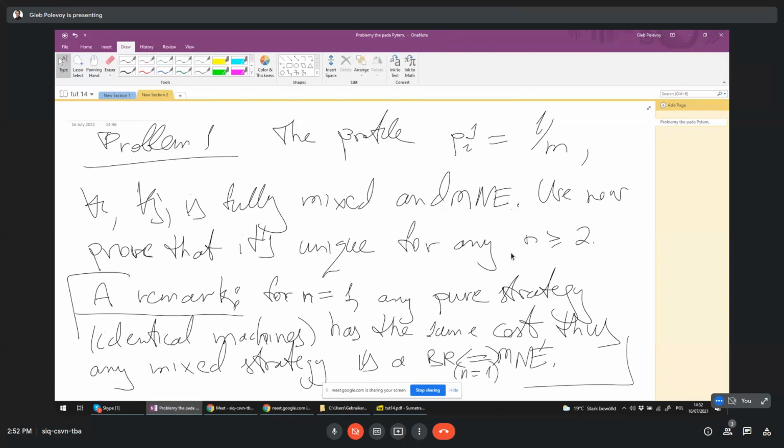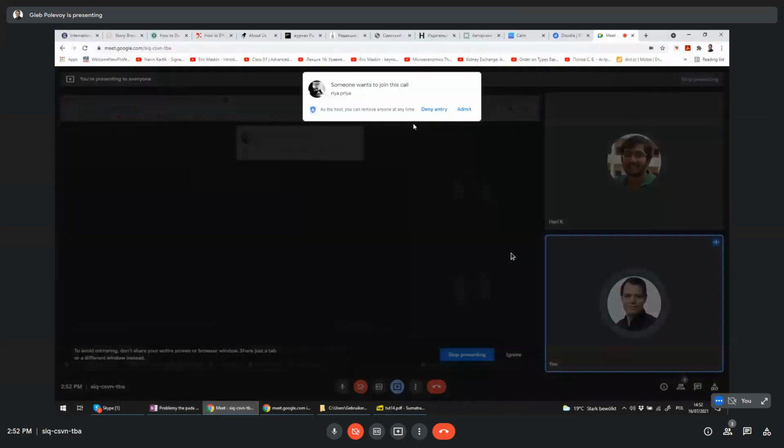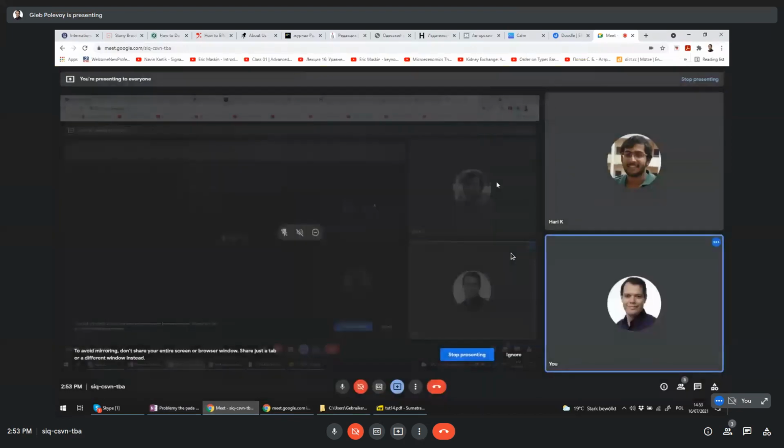Now, what happens for n at least 2? That's actually something which is interesting. For any player i, if we look at what happens besides that player, the rest have to give that player the same load, so that she will want to mix.